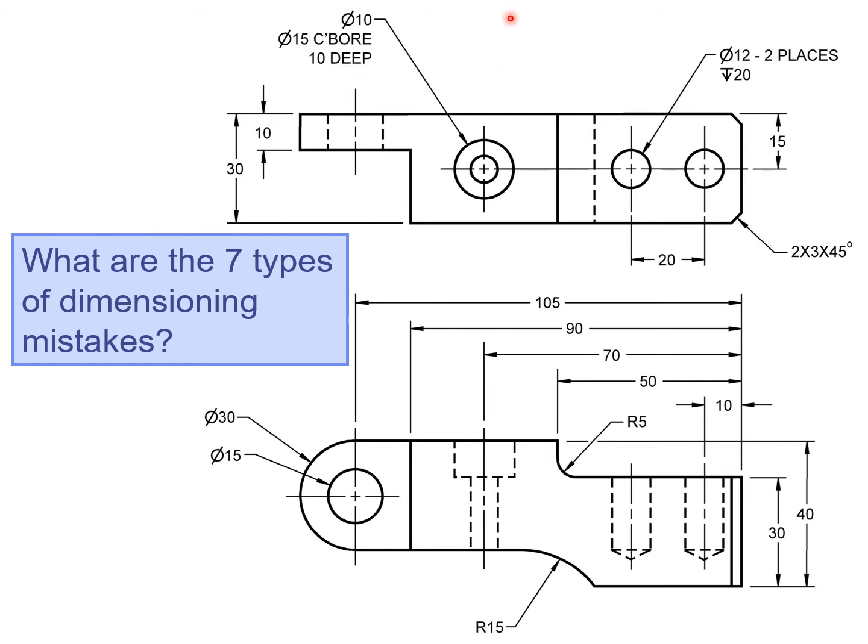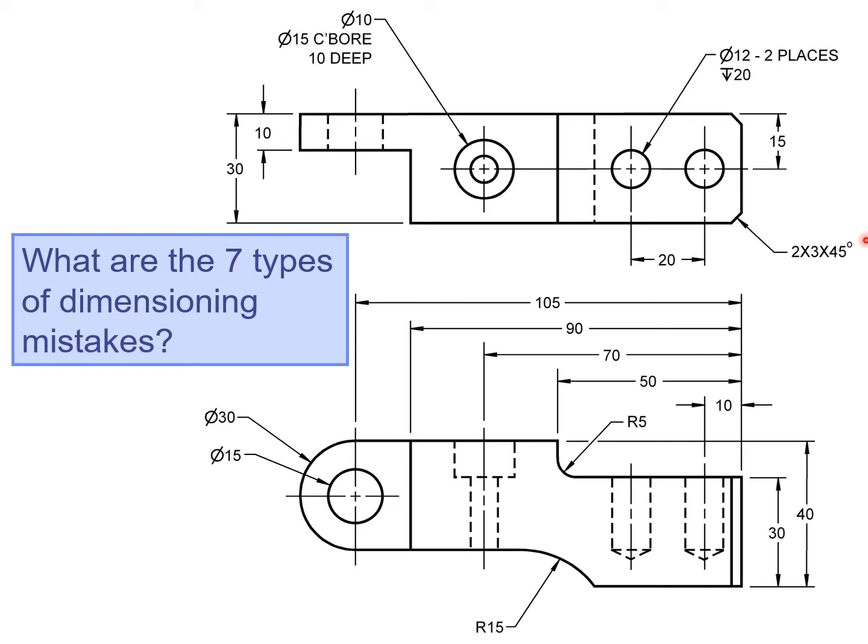Another example of using symbols: we don't want to say 2 places. This is the old way of calling it out. Another way would have been 2 PLC or 2 PLCS, indicating 2 places, meaning there are 2 holes with the same measurements. So we would replace this with 2x. We would place 2x right in front of the diameter 12 to indicate that there are 2 holes with the same dimensions. Another thing to point out here: there are 7 mistakes in this drawing.